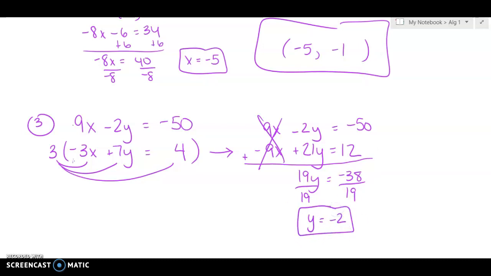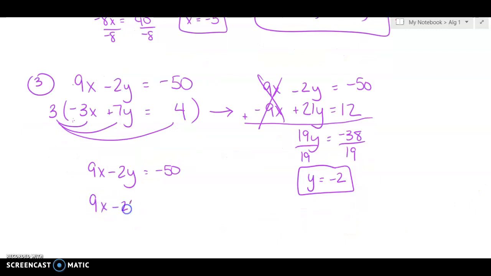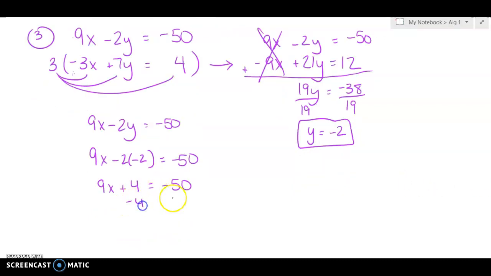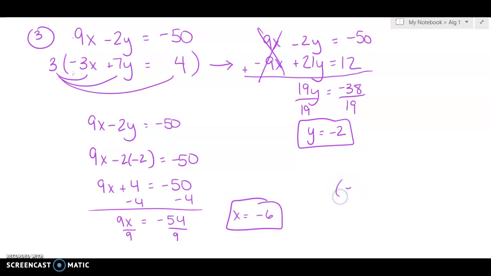So we have our y, but we still need our x. I'm going to plug my y into the first equation. I have 9x minus 2y equals negative 50. I'm going to replace the y with a negative 2. Be careful, negative 2 times negative 2, that's a positive 4. So 9x plus 4 equals negative 50. I'm going to minus 4. You do any adding or subtracting first. 9x is going to equal negative 54. And then divide by 9. You're going to get x equals negative 6. As a point, this would be negative 6, negative 2. Those two lines would intersect at that location.